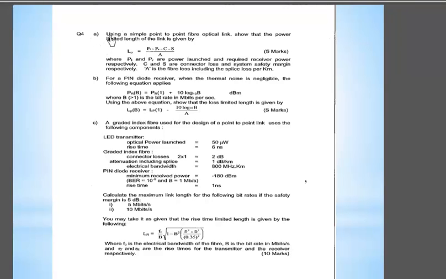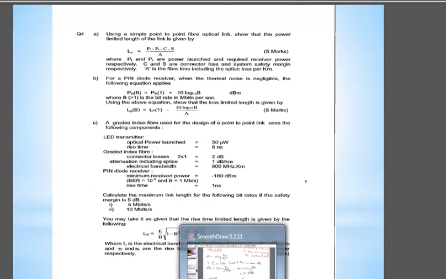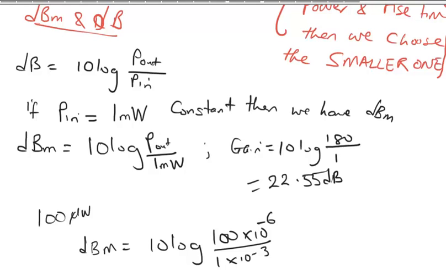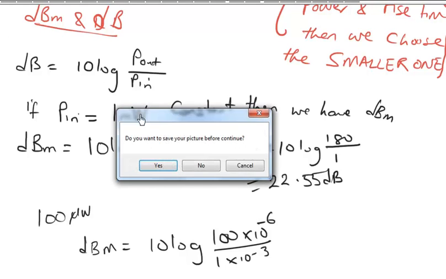Alright, so now you say using a simple point-to-point fiber optic link, show that the power... We just did this now. First draw it, write the power equation, find the L, and write what each of them means: PT, transmitted power, received power. Easy. For a PIN diode receiver, when the thermal noise is this, it will always give you this question too. Don't worry about PR, it's very easy. I think I know how to do it now.